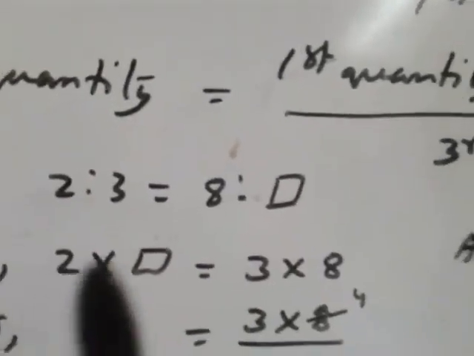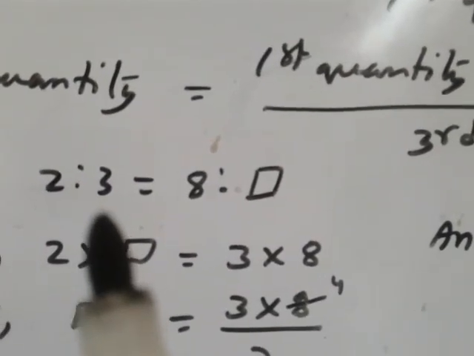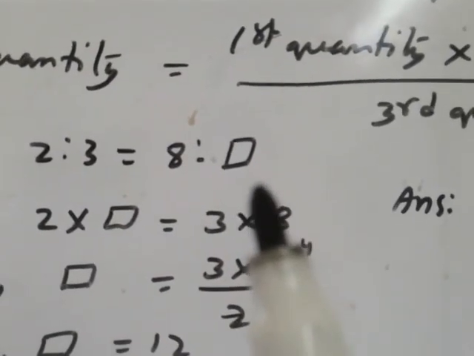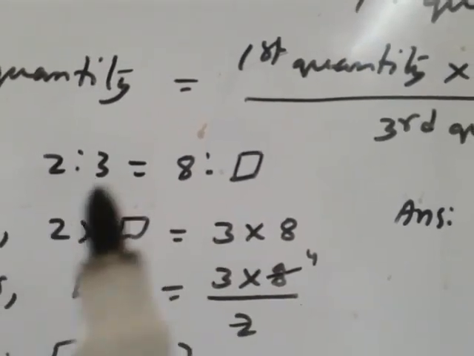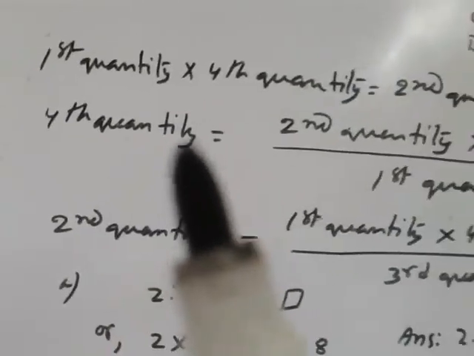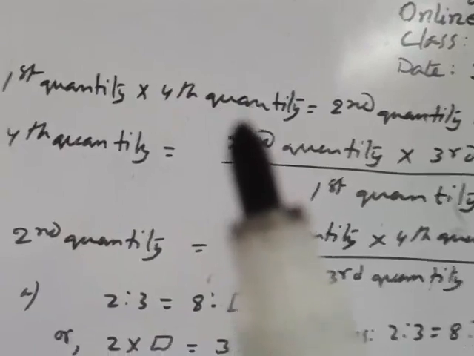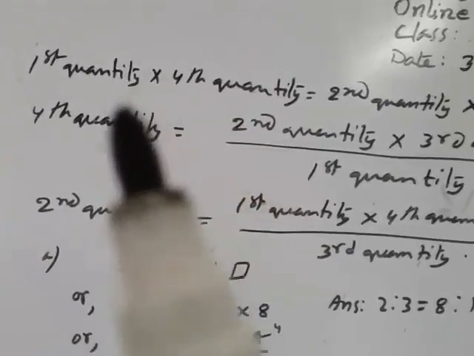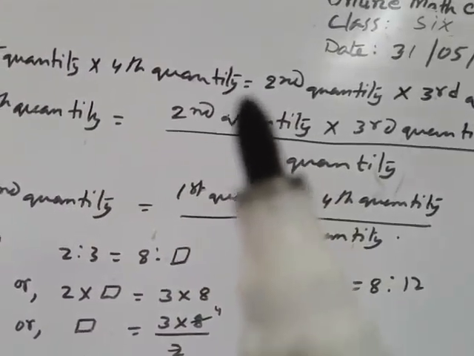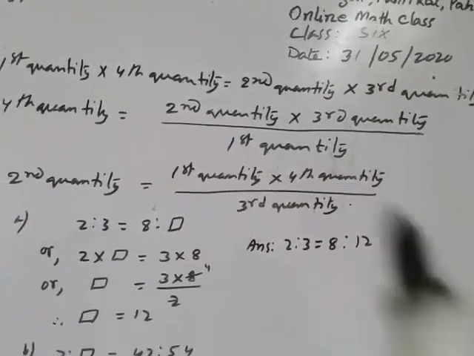If four quantities are given, see 2:3 equal to 8:blank. The fourth quantity is blank. There are 4 quantities. This is the first quantity, second quantity, third quantity and fourth quantity. The formula is: first quantity multiply fourth quantity. These are called marginal quantities. First quantity and fourth quantity are marginal quantities. Equal to second quantity multiply third quantity.